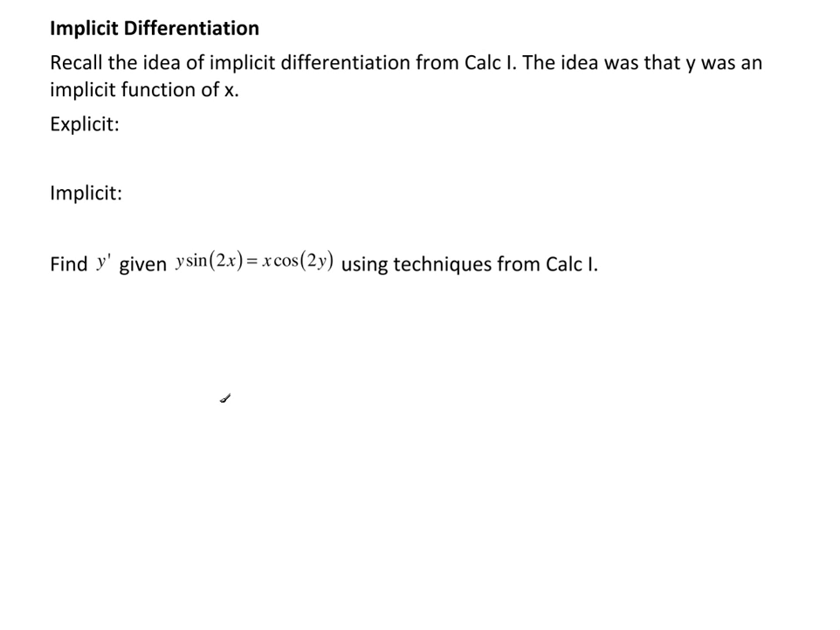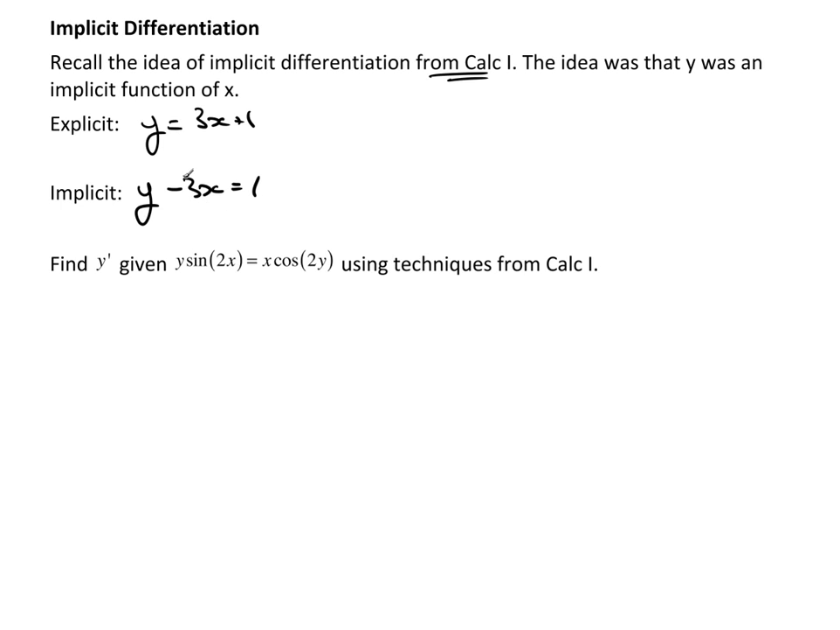Now, recall the idea of implicit differentiation from way back in Calc 1. The idea was that y was an implicit function of x. Just as a quick reminder, an explicit function will have the form y equals a function of x, whereas implicitly, the same function I would represent as y minus 3x equals 1.